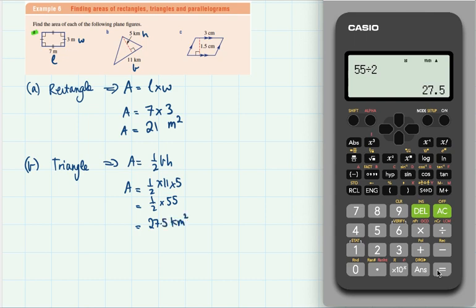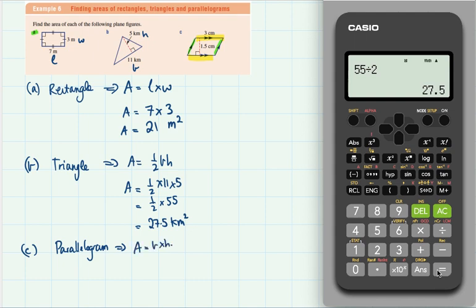The last example is C. Now C is what's known as a parallelogram. If you have difficulty recognizing the shapes like I've just done, just look for the key features. In this case, we have one pair of parallel lines, two pairs of parallel lines. Therefore, it's a parallelogram. The area for this is base times height.